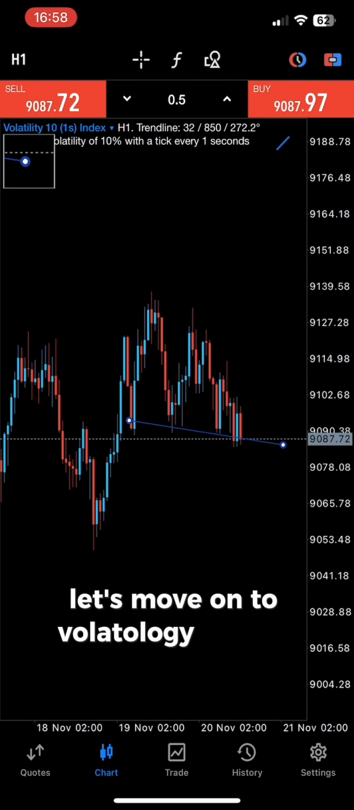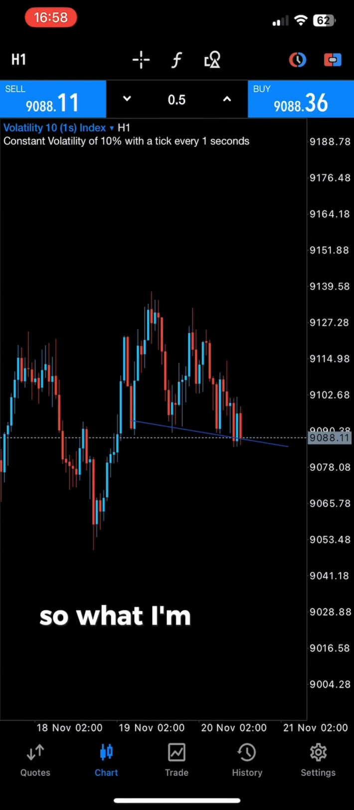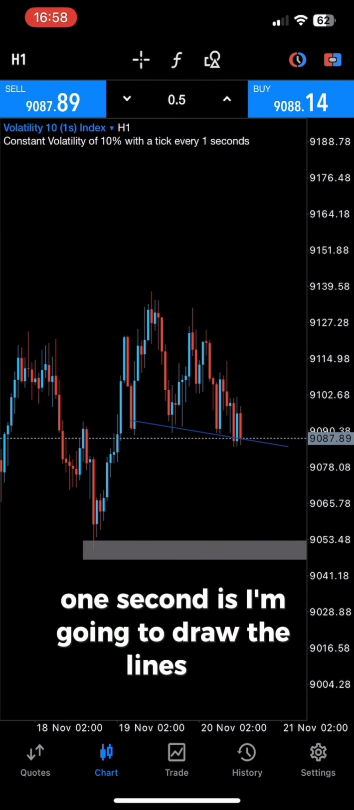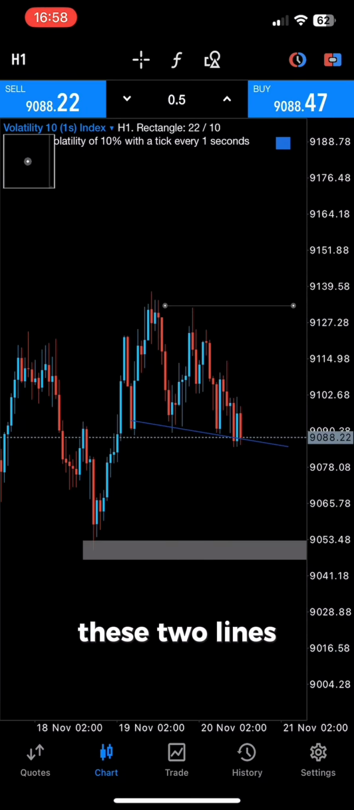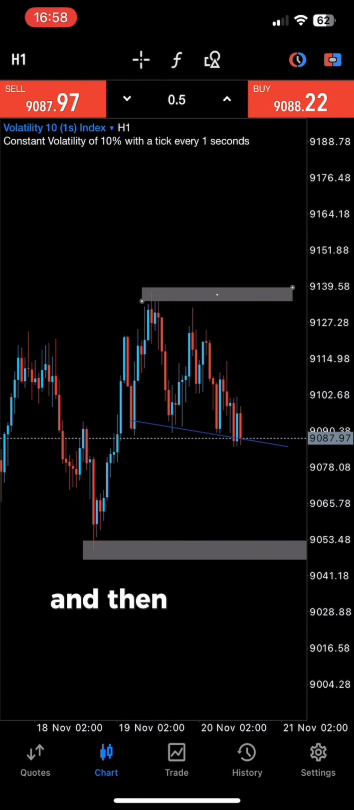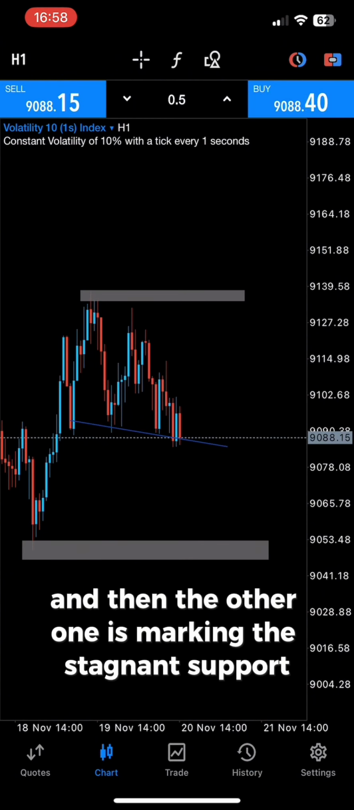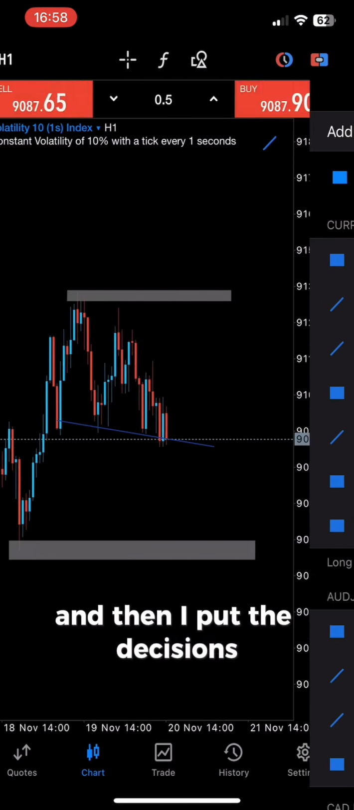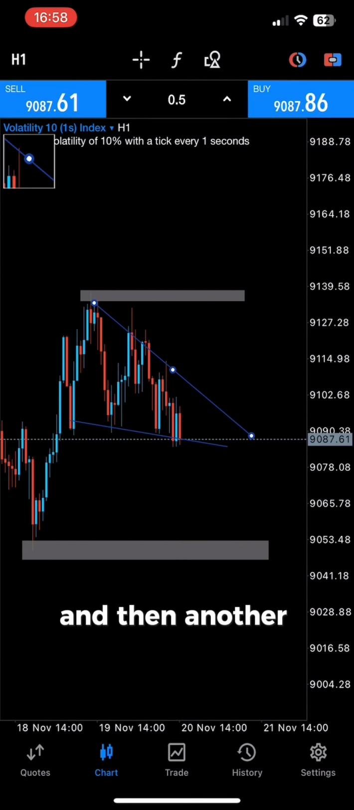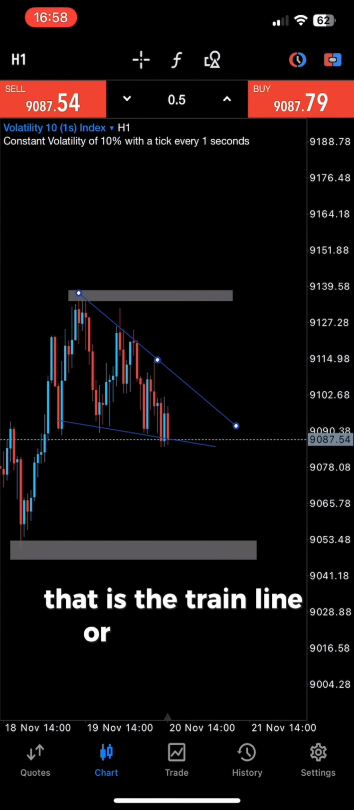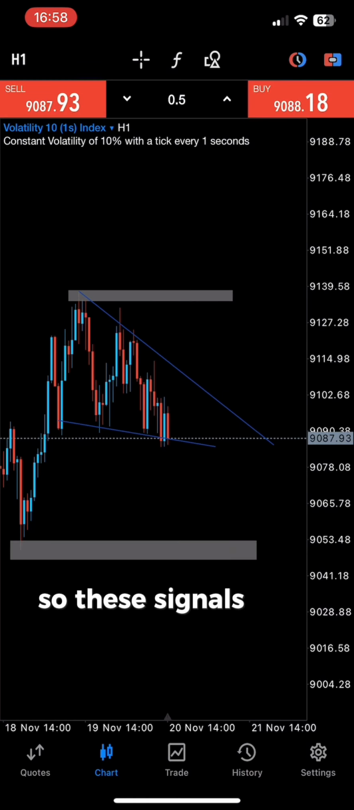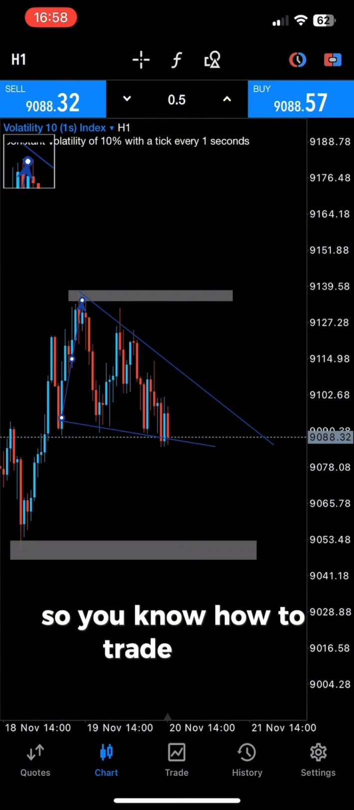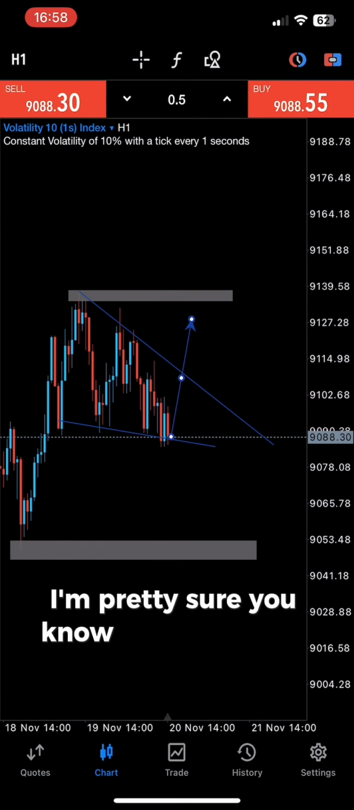Let's move on to volatility 10 (1s). So what I'm going to do in this volatility 10 (1s) is I'm going to draw the lines that are marking the support, these two lines. The one is marking the trailing support, and then the other one is marking the stagnant support, or just the horizontal support. And then I've put the resistance that is marked by that shadow zone, and then another resistance that is the trend line or the trailing resistance. So this signals a falling wedge or a pennant. So you know how to trade these. I'm pretty sure you know how these are traded.